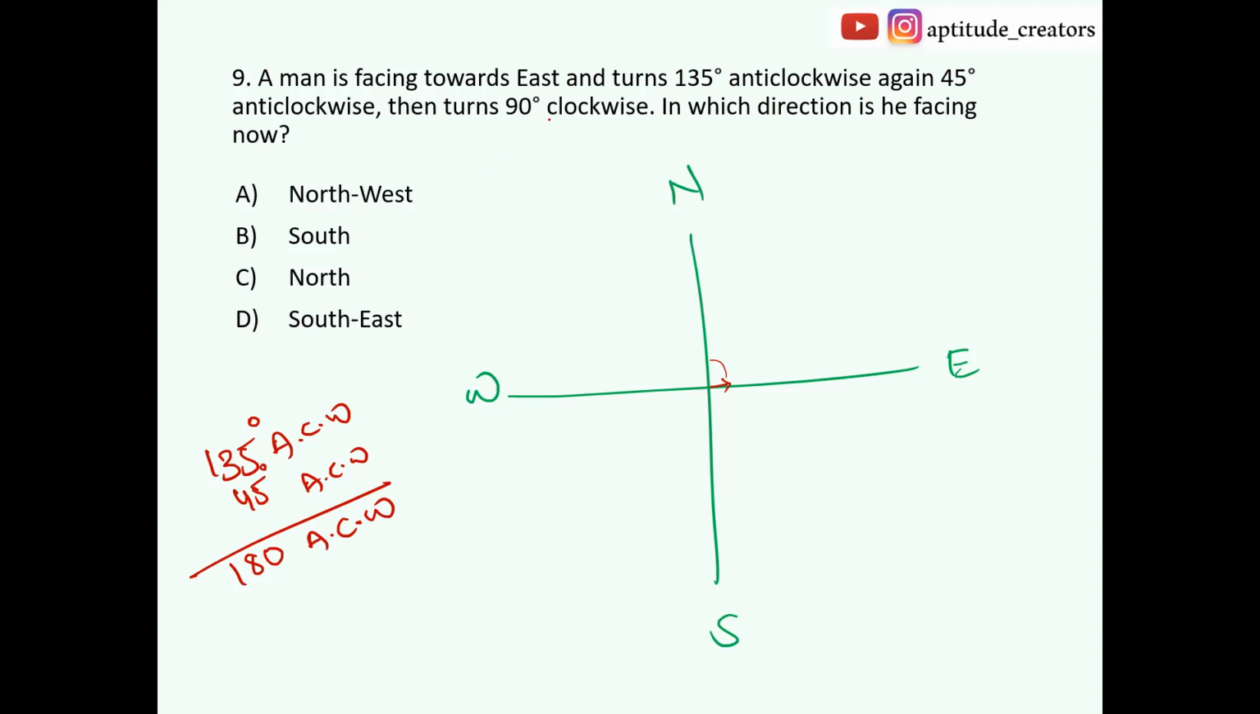Now from there, 90 degrees, the person is rotating clockwise direction. 180 minus 90, it is giving the result as 90. Now, which is more? Anti-clockwise direction is more. The person is initially facing towards east direction. The person is turning only 90 degrees anti-clockwise direction. 90 degrees anti-clockwise direction means the person is facing towards north direction. Answer is option C, north direction.